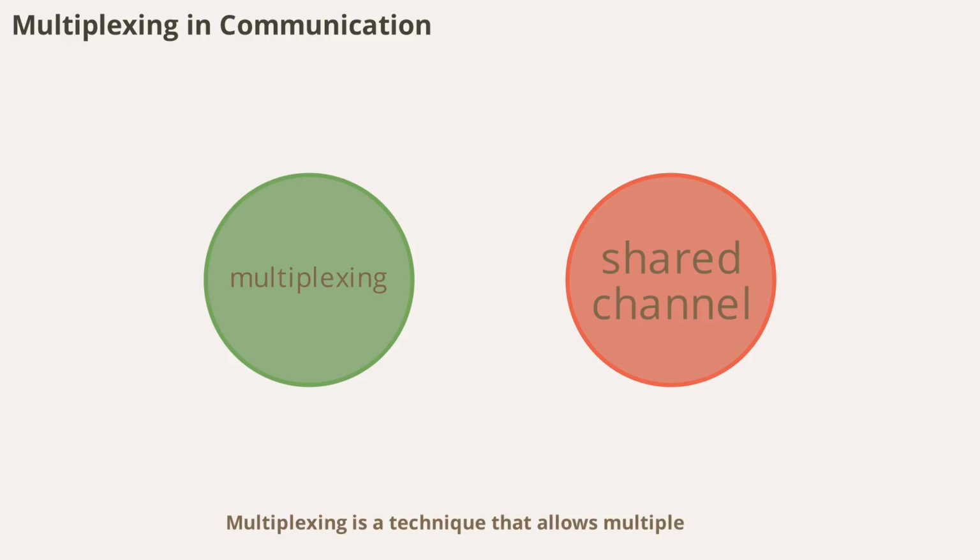Multiplexing is a technique that allows multiple signals to share the same communication channel. This is achieved by combining several signals into one, transmitting them together, and then separating them at the receiver's end. Multiplexing increases the efficiency of communication systems and is essential for modern networks like telephone exchanges and internet data transmission.